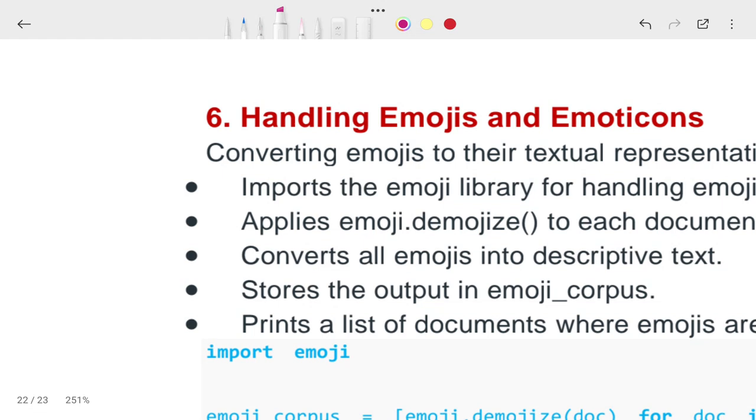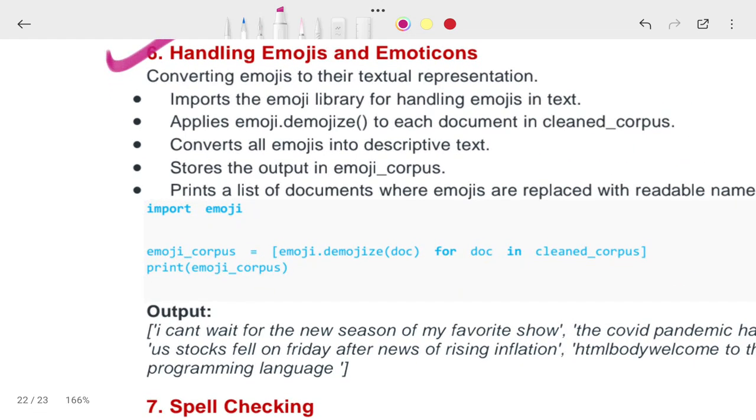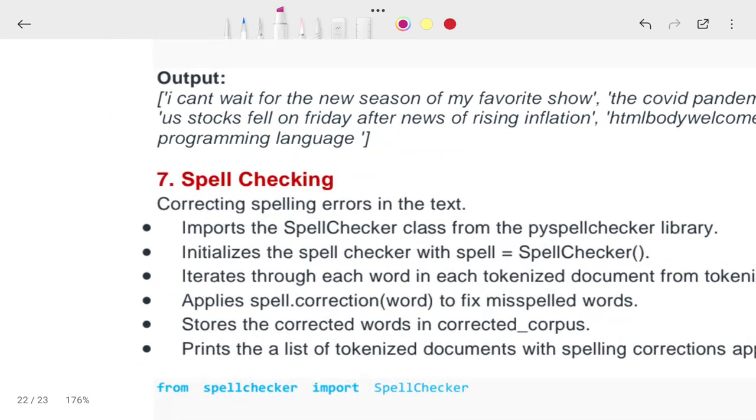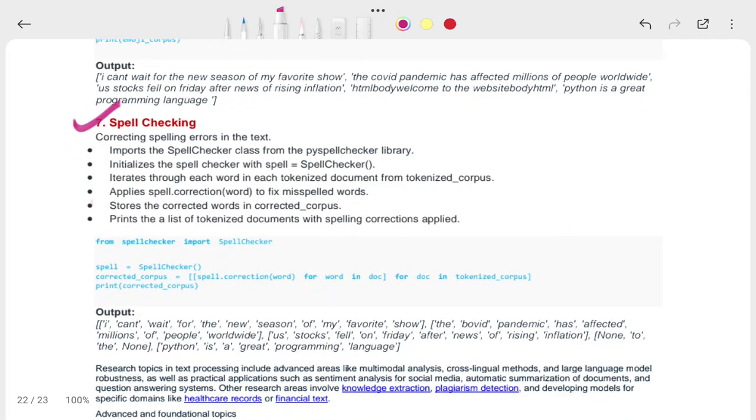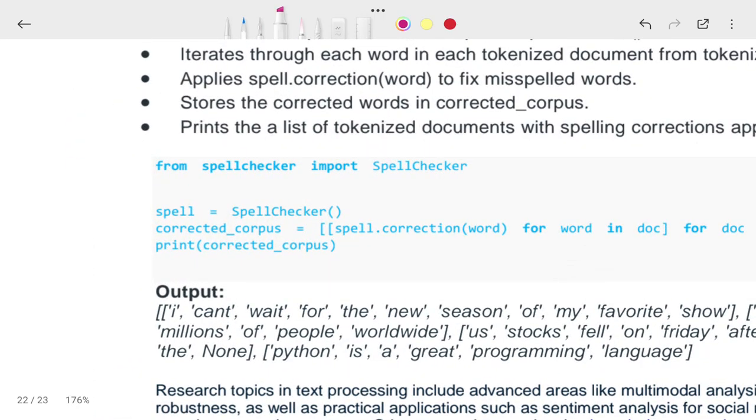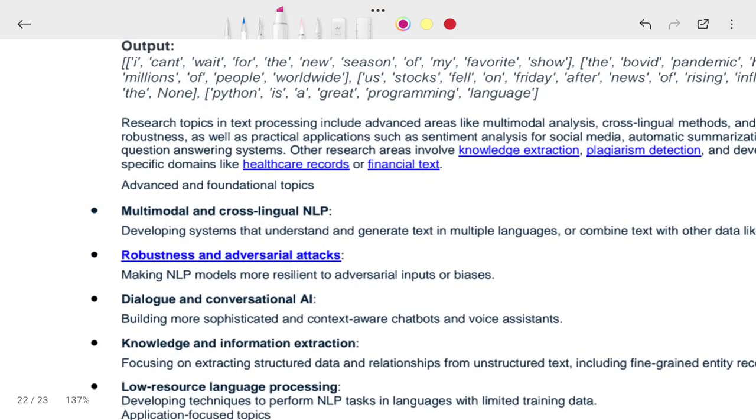Now next, emoji. To remove emojis, we are using something. Suppose there are some emojis, then you can also remove them. And at last, if there is a spelling mistake, you use this code. So this is the final outcome of today's lecture.